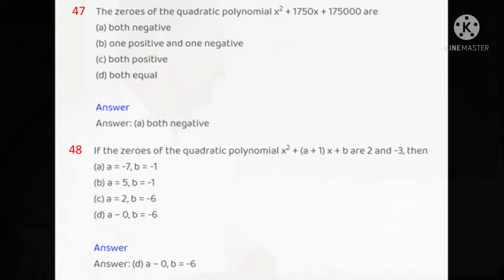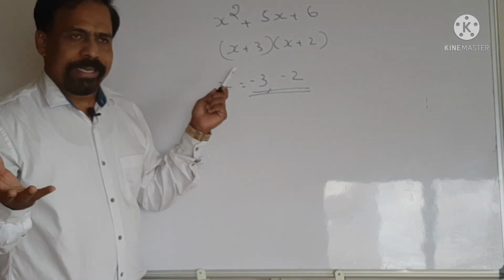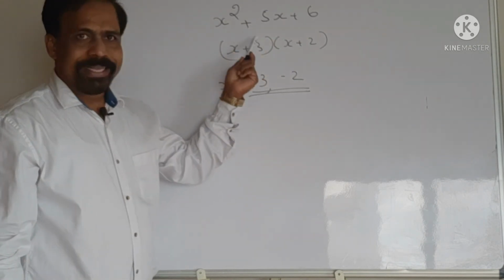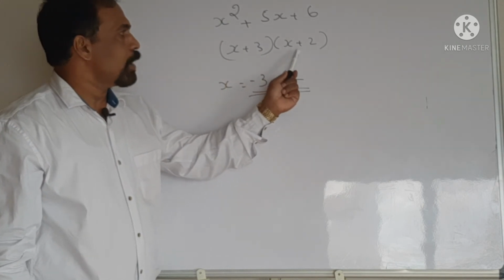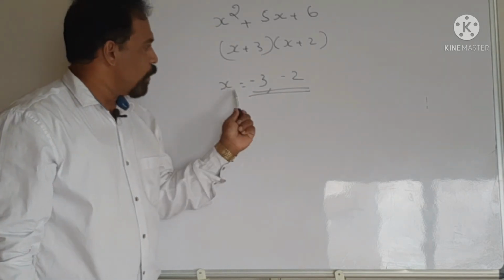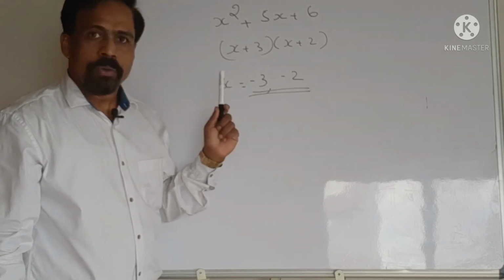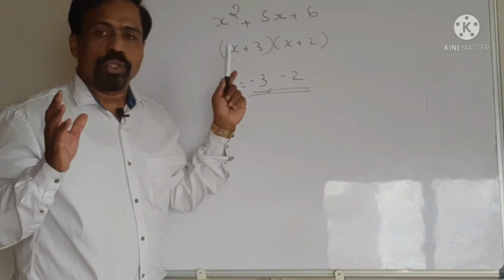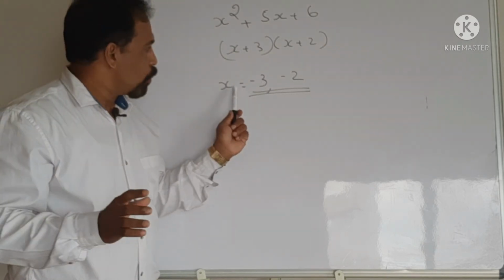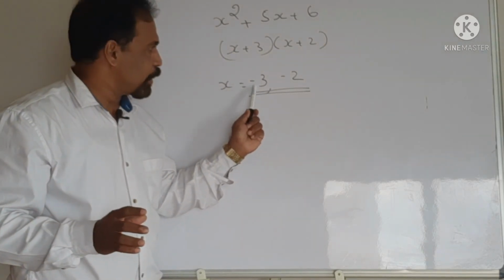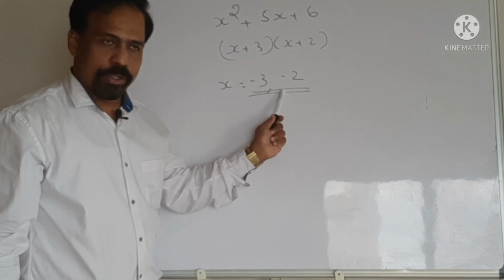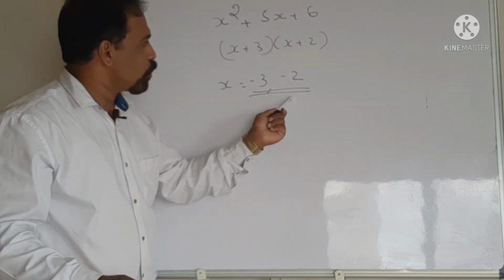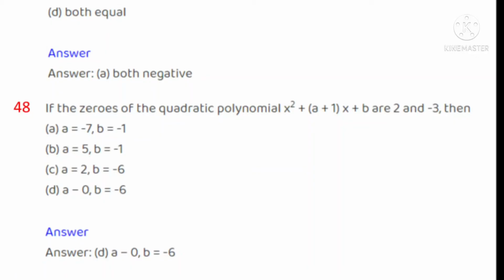Now in this case, look here. Let us take a normal thing: x squared + 5x + 6. This is a normal polynomial. So we know that it can be split as (x + 3) into (x + 2). So the roots will be x is equal to minus 3 or x is equal to minus 2. So whenever all the terms are positive, both the roots will be negative, because you can see x is equal to minus 3 and x is equal to minus 2. Whenever both the roots are negative, the complete term will be positive.